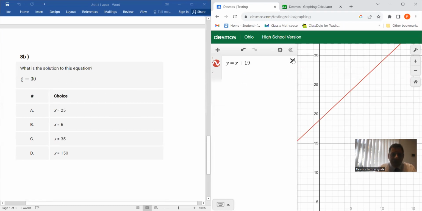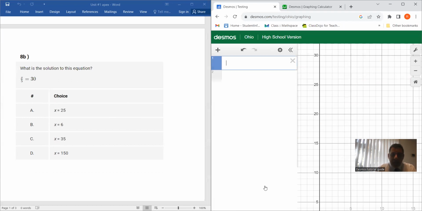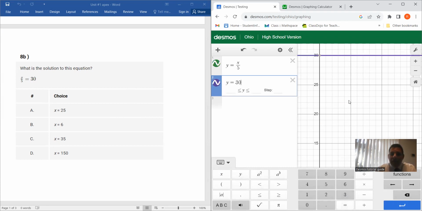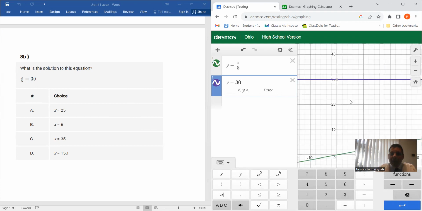So let's do that with this last one here. We put in x divided by 5, and we want to make y equals. We're going to do the left side, x divided by 5. And then we're going to do the right side, y equals 30. Now, again, you may be looking like, I don't really see much. So don't be afraid to scroll out.